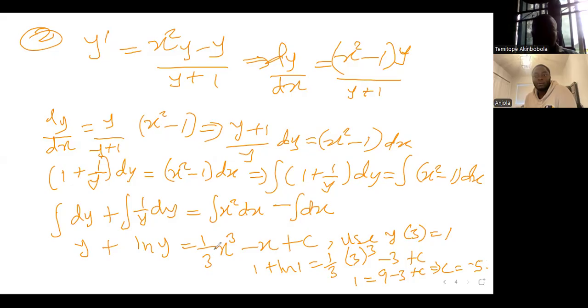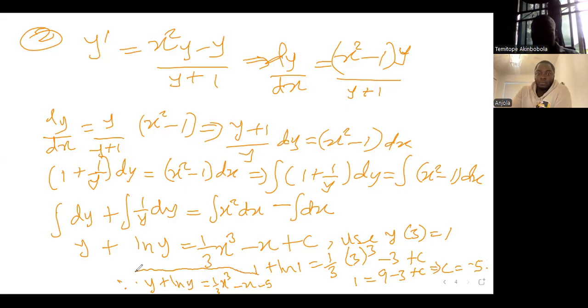So you can quickly write that. And that would mean that y plus ln y equals 1 over 3 x raised to the power of 3 minus x minus 5. That's our final answer. Let me just carve it out this way. So after obtaining c equals minus 5, now write this quickly.